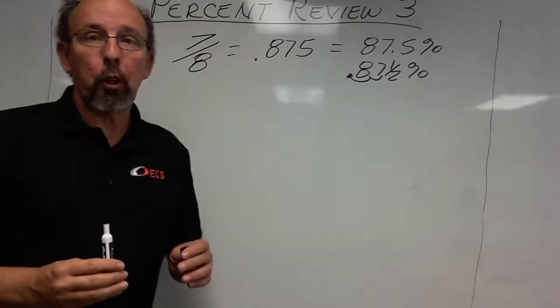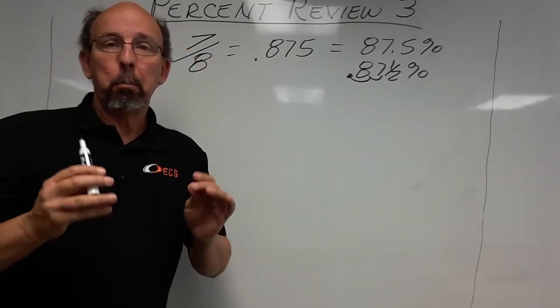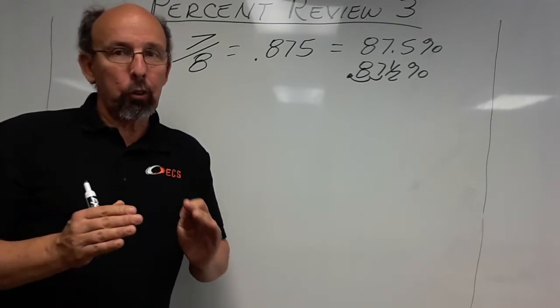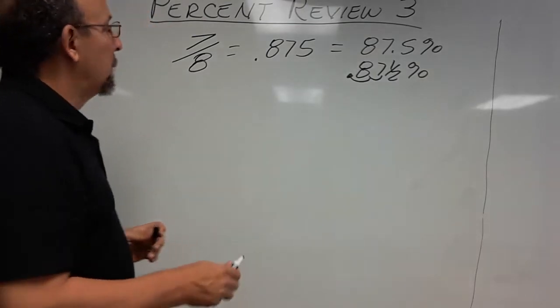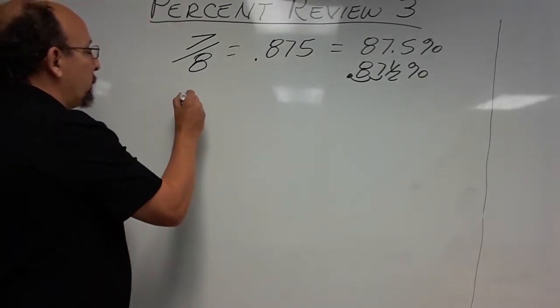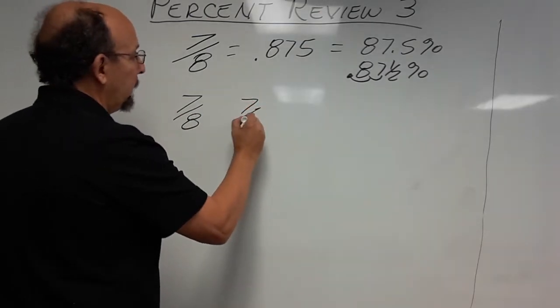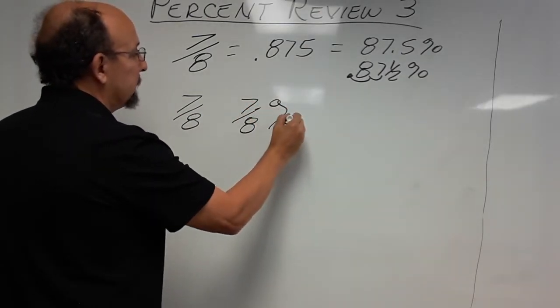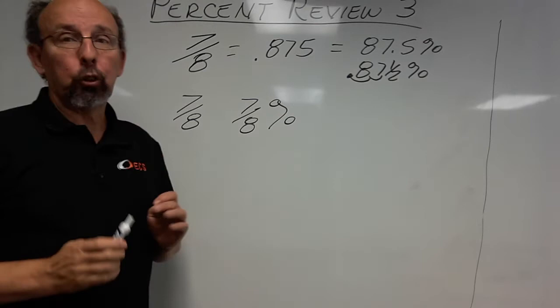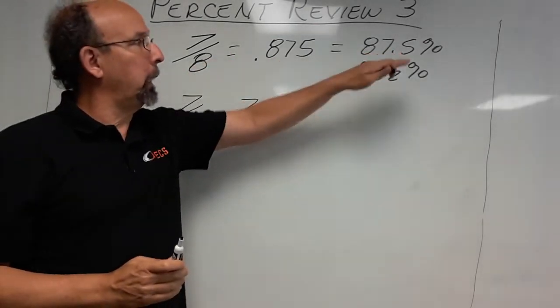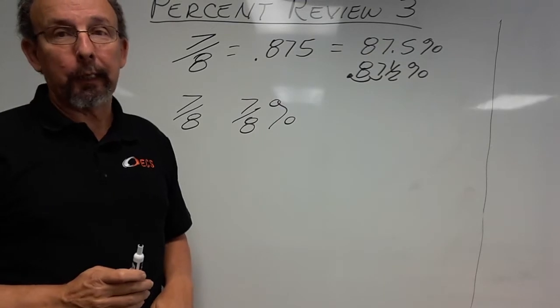Now, here is something that's a little more tricky. Most of you are starting to get this down, but it's still a little tricky for some of you. There's a difference between 7/8 the fraction and 7/8%. Those are two different things. 7/8 is 87.5%.